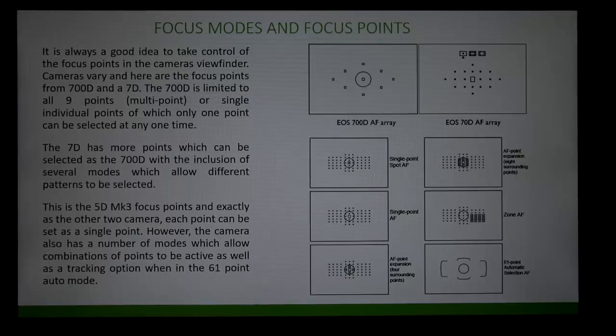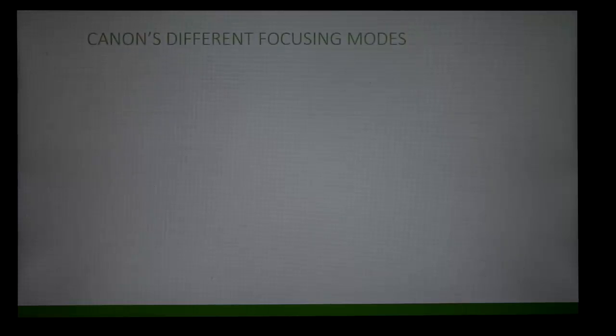This is the 5D Mk3 focus points, and exactly as the other two cameras, each point can be set as a single point. However, the camera also has a number of modes which allow combinations of points to be active, as well as a tracking option when in the 61-point auto mode.